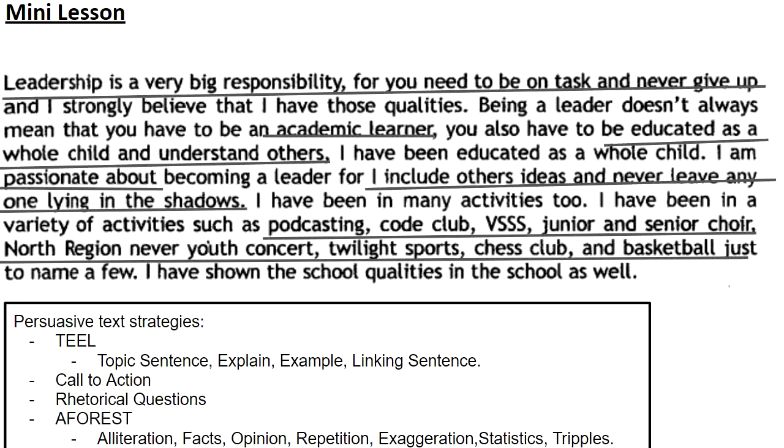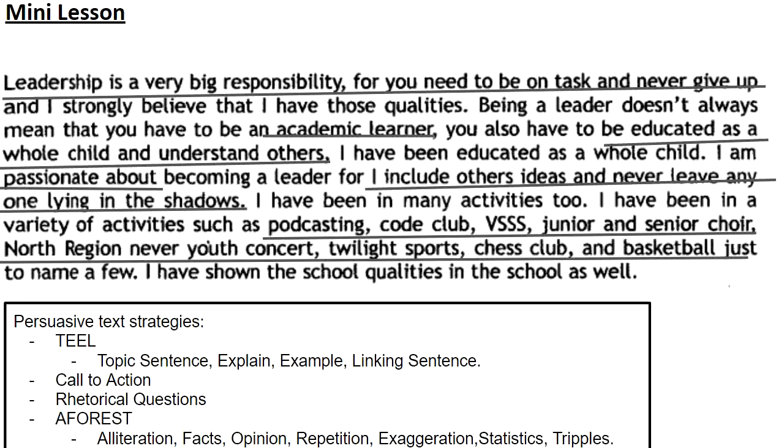"Being a leader doesn't always mean that you have to be an academic learner. You also have to be educated as a whole child and understand others." Here we can see the rule of triples, also known as the power of 3. It's where you give 3 examples in your writing. So here we have academic learner, educated as a whole child, and understanding others. Obviously, this is also the example part of the TEAL.